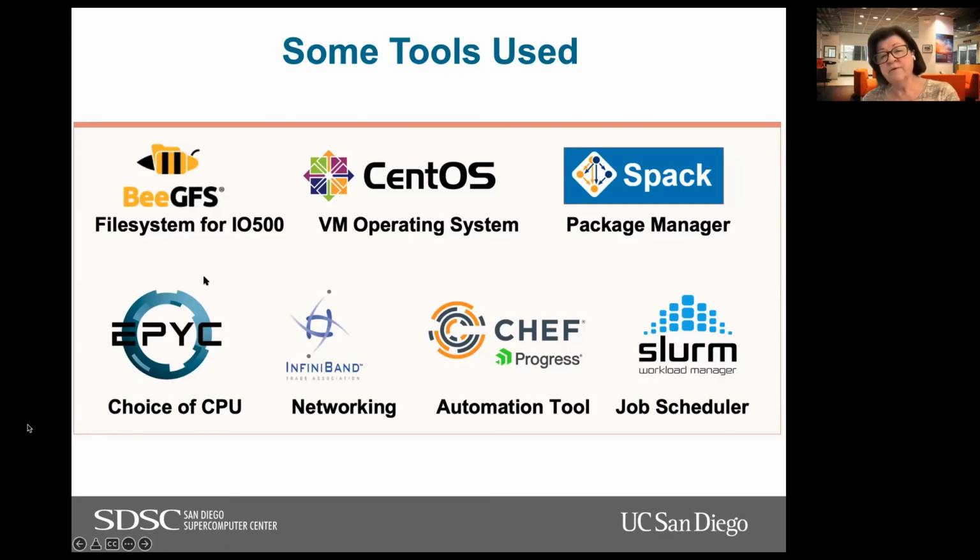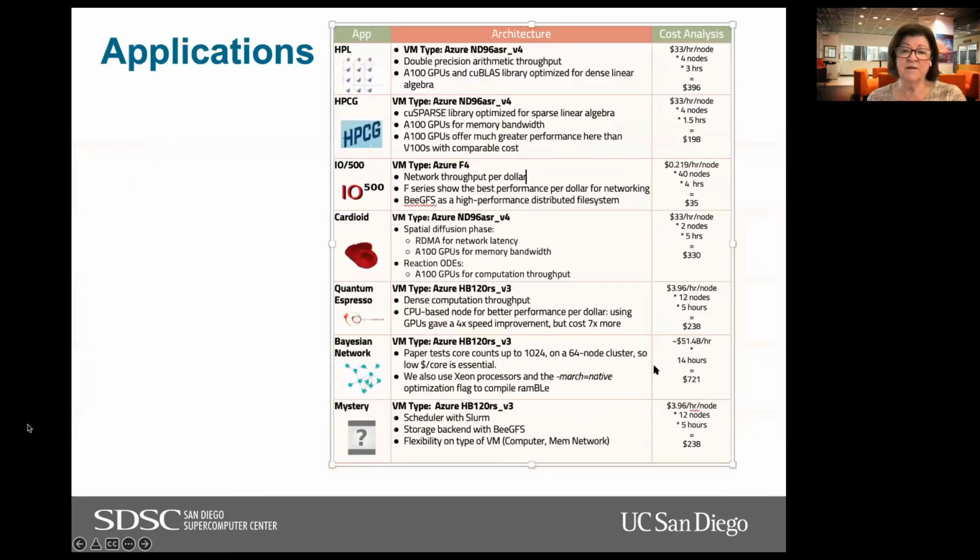There were A100s available, but they ran out because they're so popular. The A100 allocations were consumed by commercial, so we didn't have access to them. That was an interesting experience. We use InfiniBand, Chef for developing scripts to launch VMs, and Slurm, and other technologies.